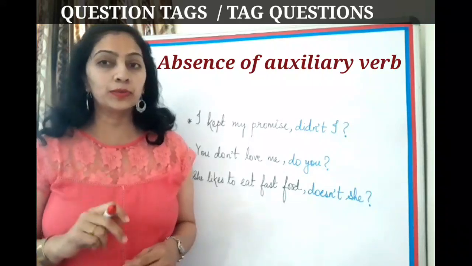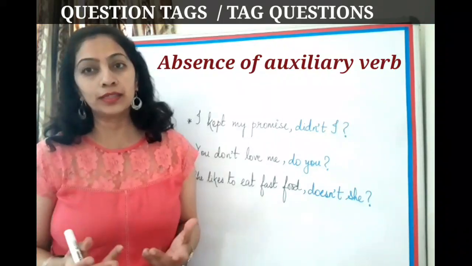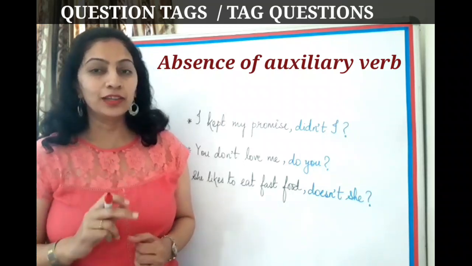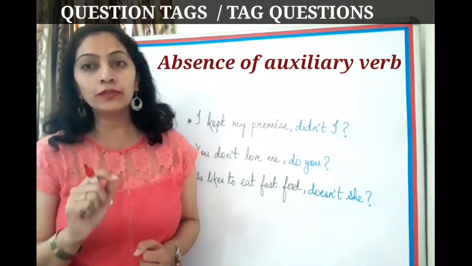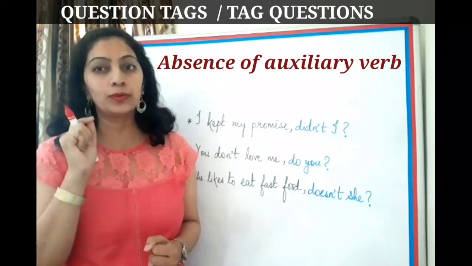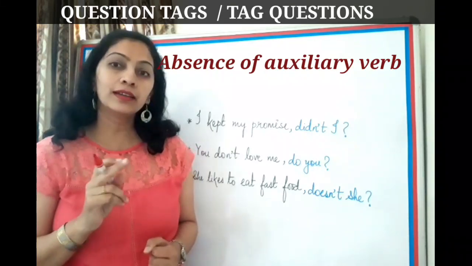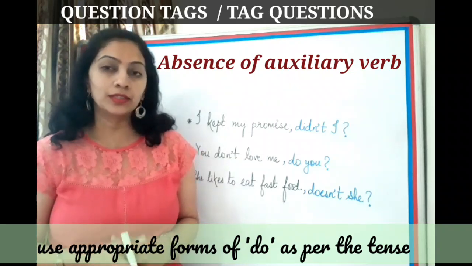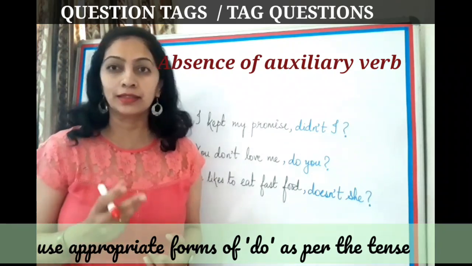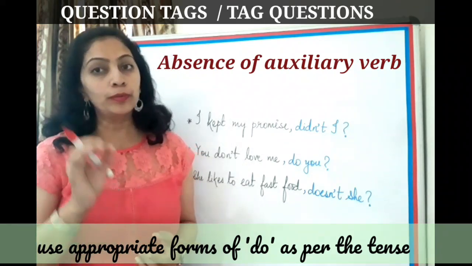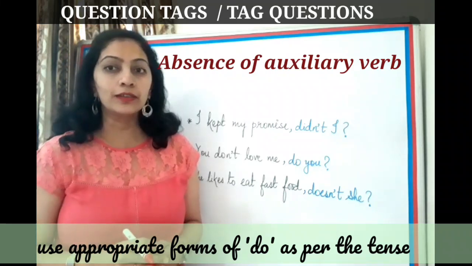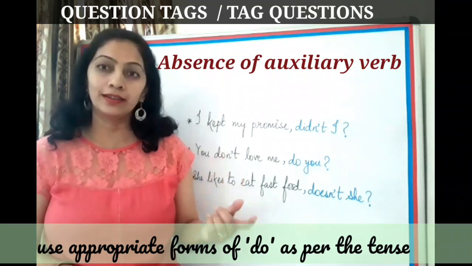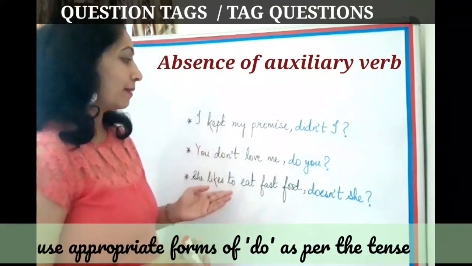Now what happens when you do not have an auxiliary verb in the statement? Then what do you do? Then you have to take appropriate forms of the auxiliary verb do and use it as per the tense of the statement. Suppose the statement is in past tense, you will use the form did. Otherwise, if it's in the present tense, you will use the form do or does. Look at these examples here.